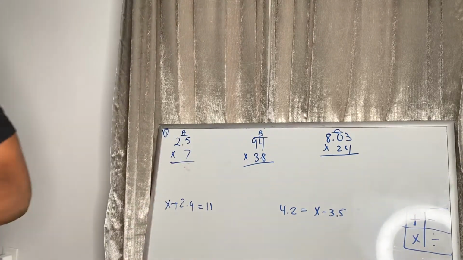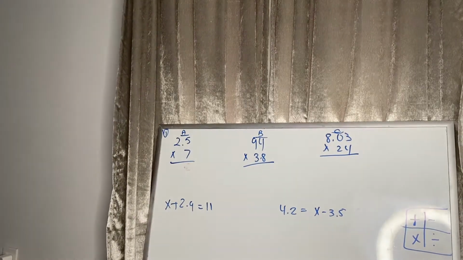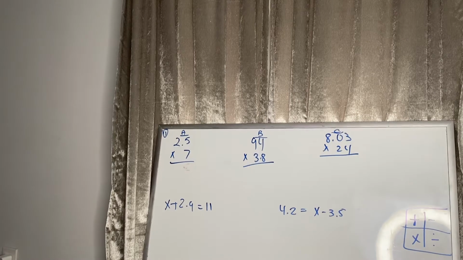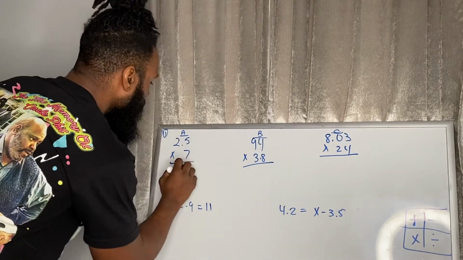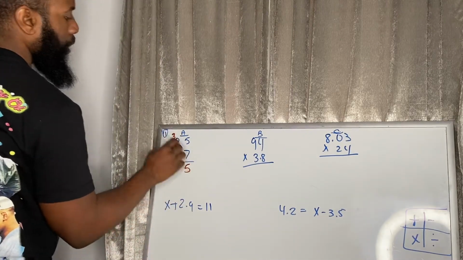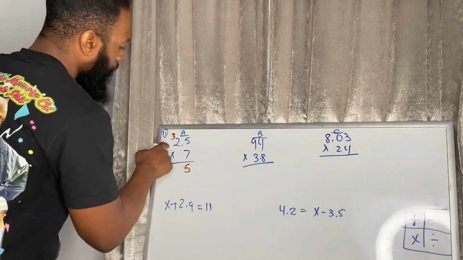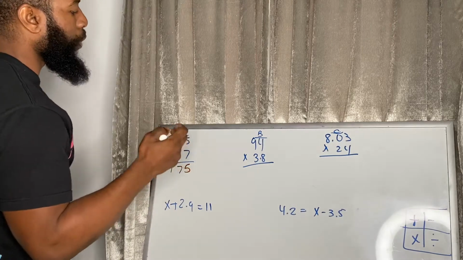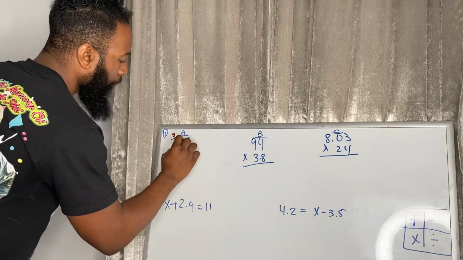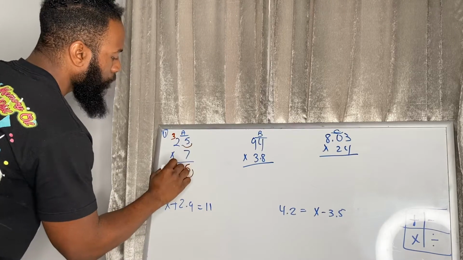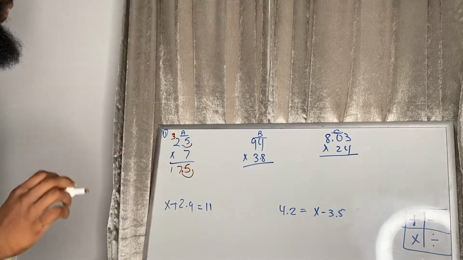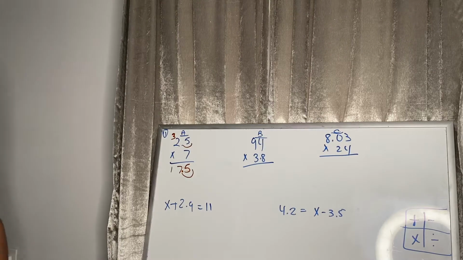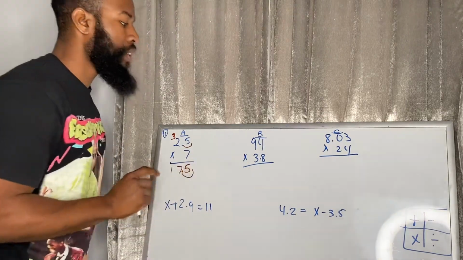Oops, new marker. Excuse me. Thank you. 7 times 5 is 35. That 3 goes up here. 7 times 2 is 14. Plus 3 is 17. Right? And to figure out where the decimal goes, from here to here is 1 decimal space. So here to here is 1 decimal space. That would be 17.5.